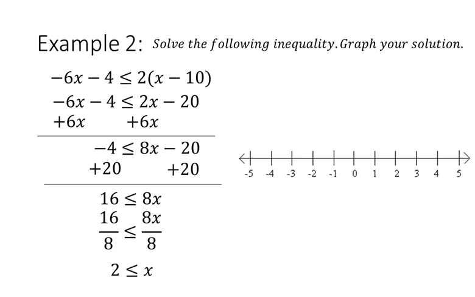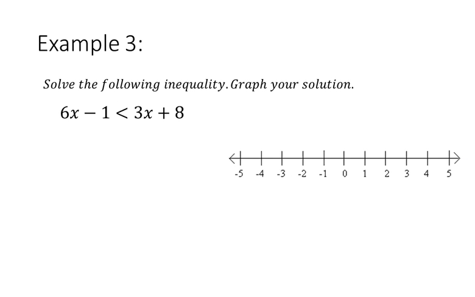Now, I do not flip the inequality here because I did not multiply or divide by a negative. But to graph it though, I'm going to rewrite my inequality so that my variable is on the left instead of the right, because to me that's easier to graph. So 2 less than or equal to x is the same as x is greater than or equal to 2, because the alligator is still eating the x, the larger number. So since there is a bar or a line underneath the inequality, we're going to have a closed circle at 2. And then since x is greater than or equal to 2, it's going to be shaded to the right.